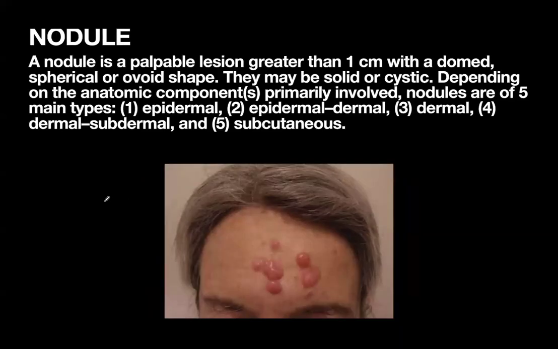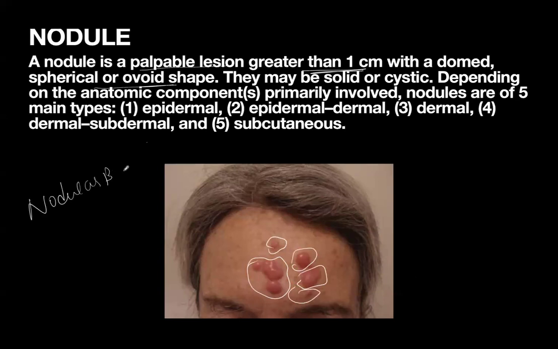Okay. Next comes a nodule. A nodule is a palpable lesion that is greater than 1 centimeter, with a domed, spherical or ovoid shape. Okay, you don't need to know the different types of nodules. That is for people who are going to appear for the specialty certificate examination in dermatology. But at least know these are called your nodules. You will come across conditions like nodular basal cell carcinoma, all these variants. You will get nodules in many other conditions, okay? Subcutaneous nodules, all these things. So this is the definition of a nodule.